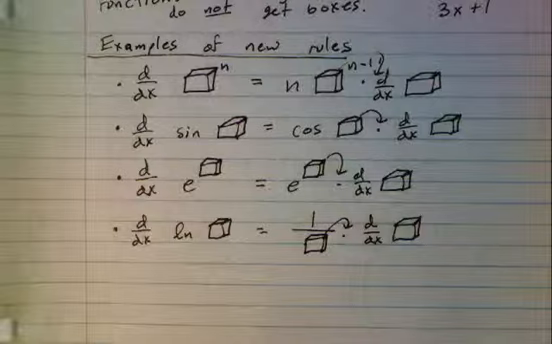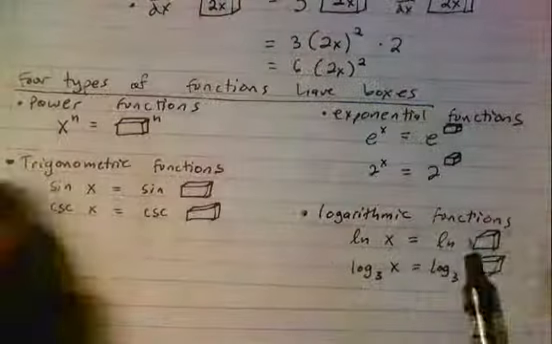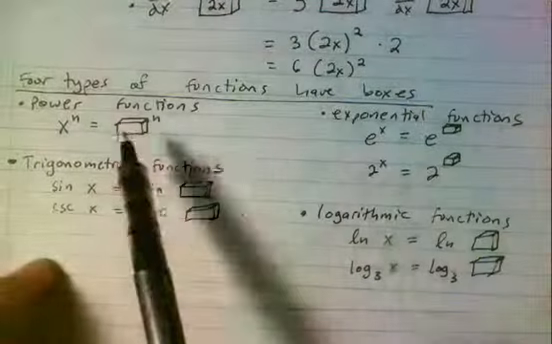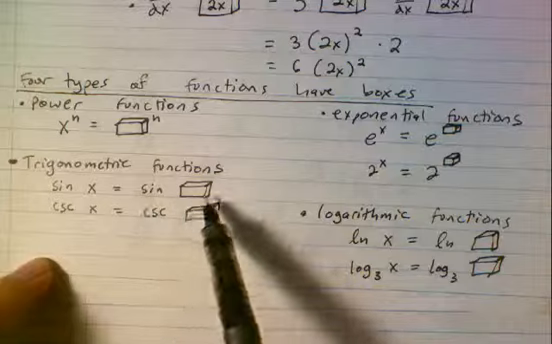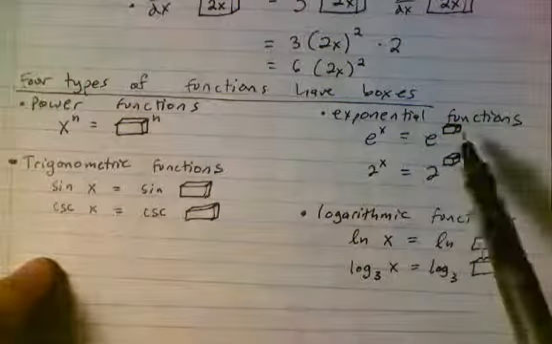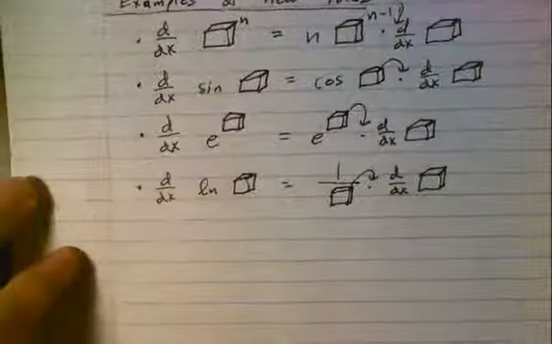So the key thing here is that if you see any of these functions when we get to our examples, the first thing that you want to do is put whatever is showing up in the box. So anything that's taken to the nth power, put a box around it. Sine of something, put a box around it. E to the something, put a box around it. Natural log of something, put a box around it. So let's start off with doing a few examples.